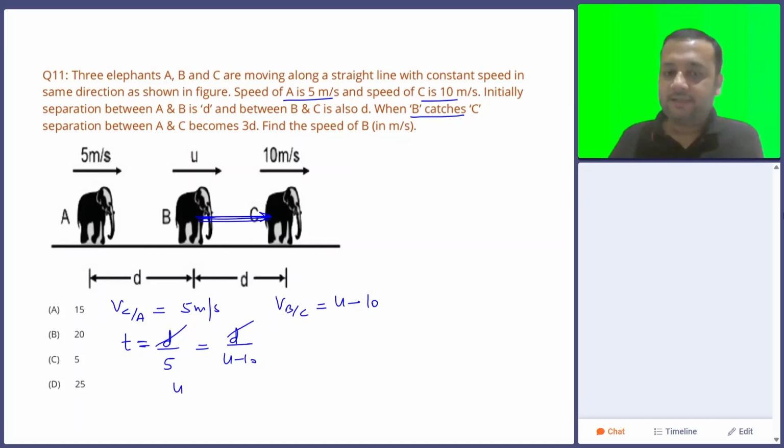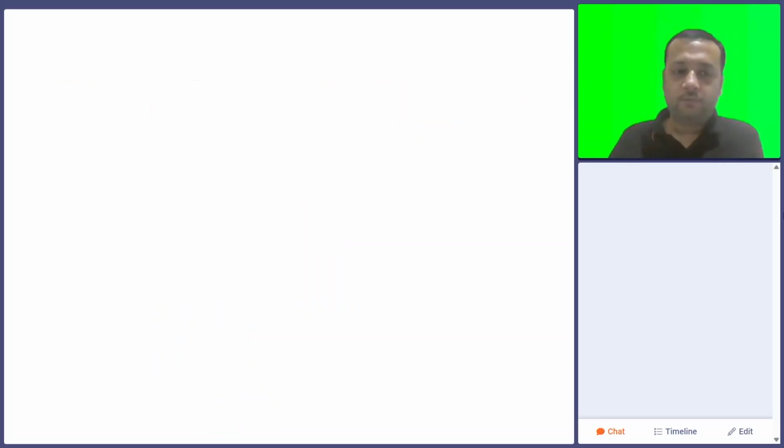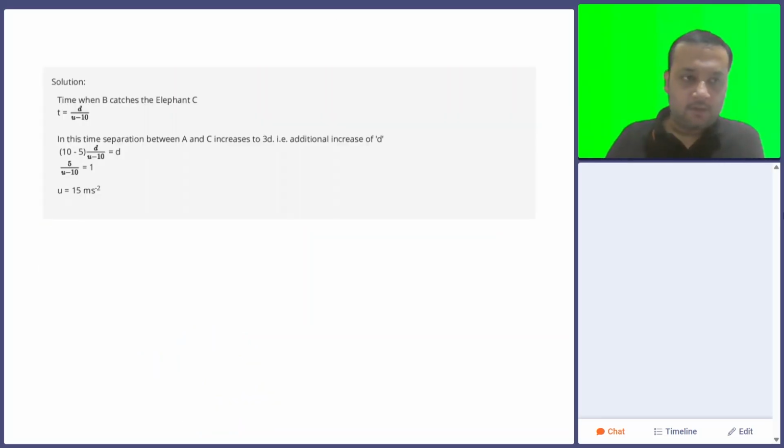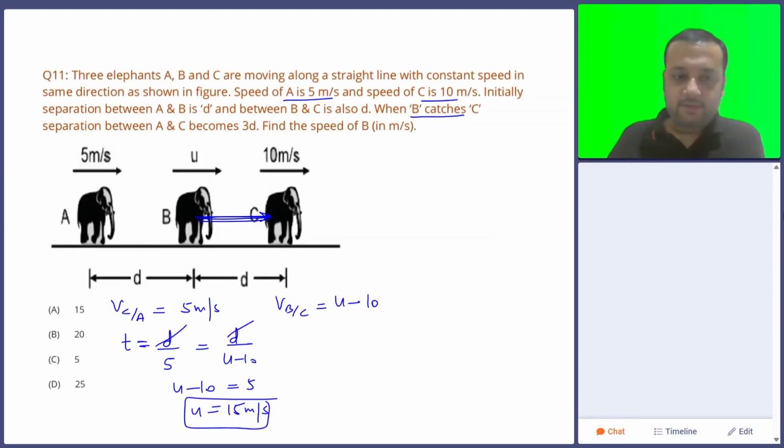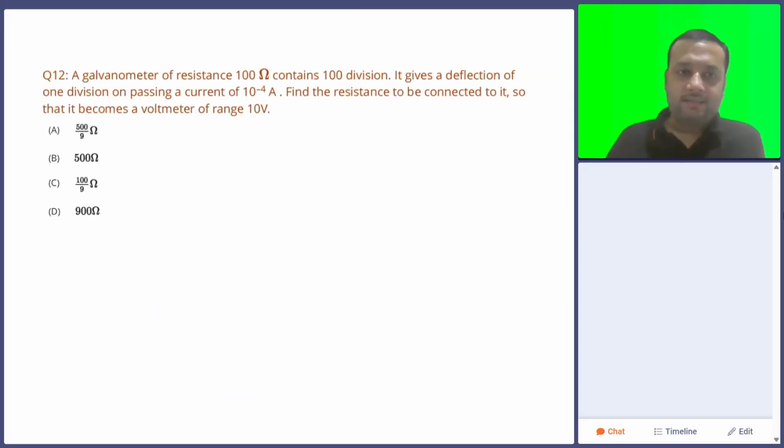So from here D and D will get cancelled and u minus 10 will be equal to 5, which means that u will become 15 meter per second, which is what we will get here. So I hope you got this. Sorry, my bad. So this is basically 15 meter per second. I think option A will be the correct answer for this question. Let's see the next question here.